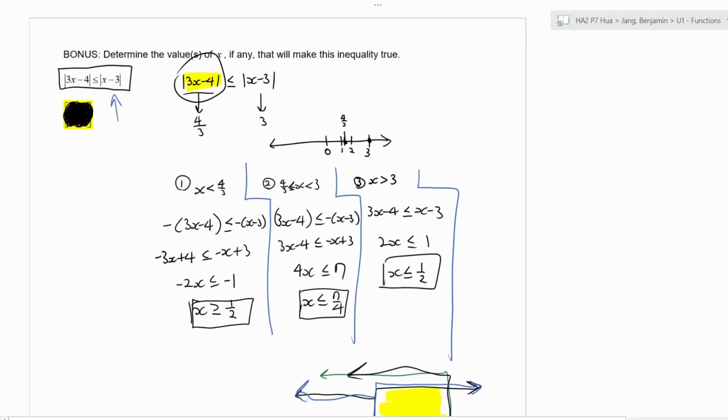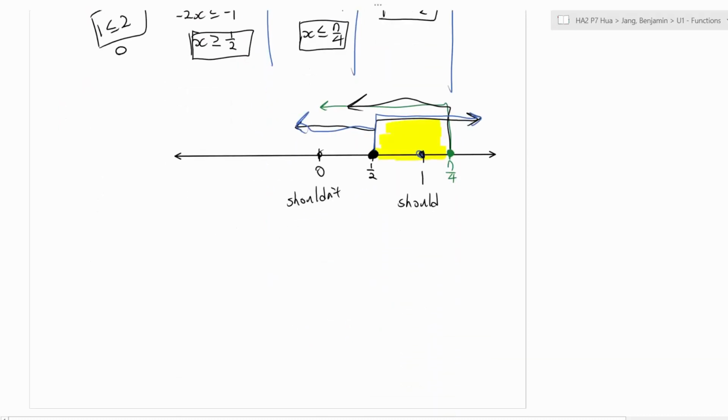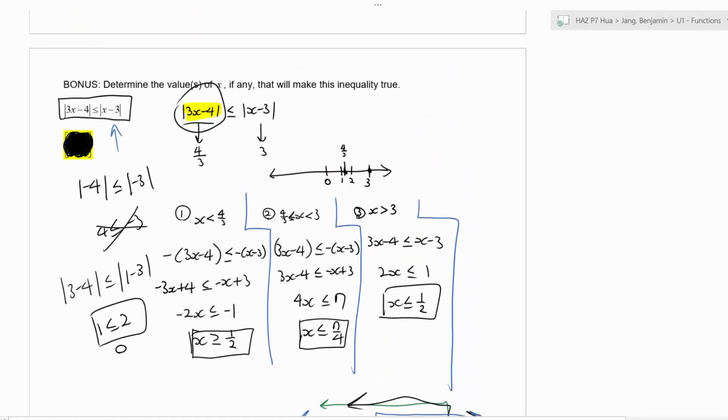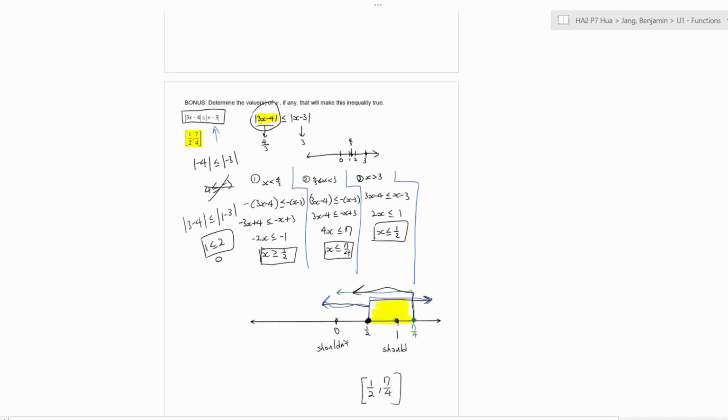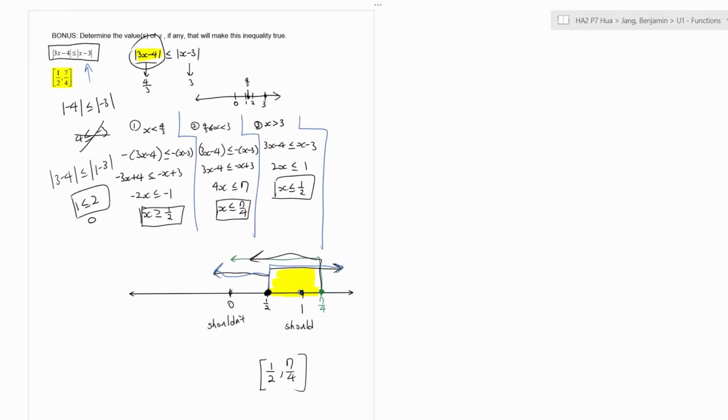And when we put 0 inside the equation, this will not be true. But when we put 1 in the equation, this becomes true. So we can conclude that for this equation, the answer is 1/2 and 7/4. And when we look back at the equation, the answer, that is the solution of this equation.